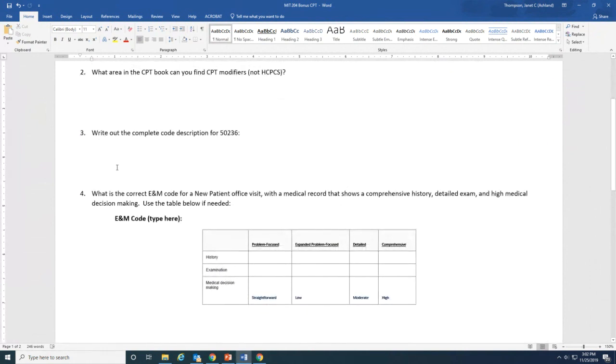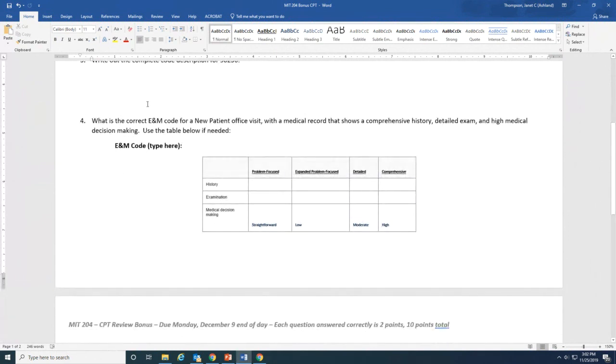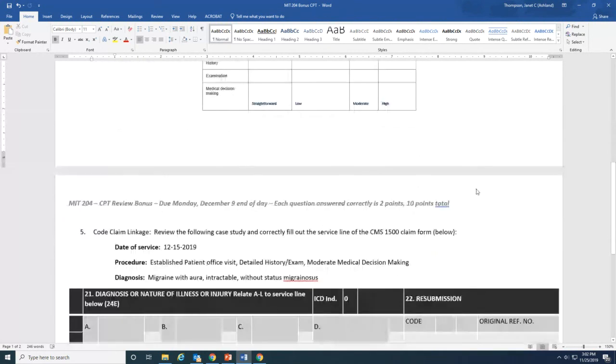Write out the complete code description for 50236. It's a part of an indented code. Write the correct E&M code for a new patient office visit with a record that's a comprehensive history, detailed exam, and high medical decision making. Type your code out there. I've got the table if you need to use that for your examination.